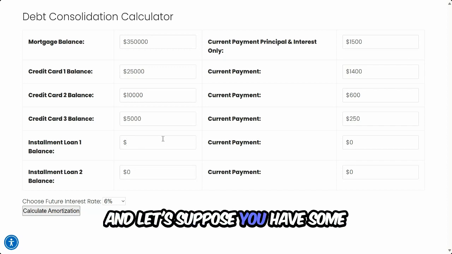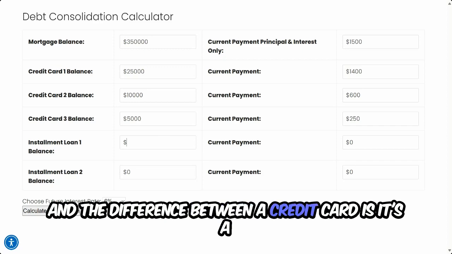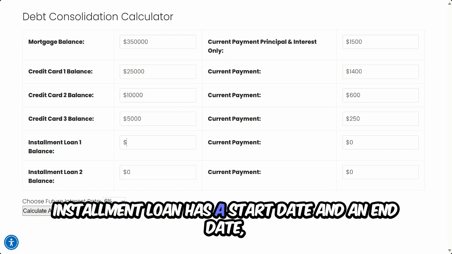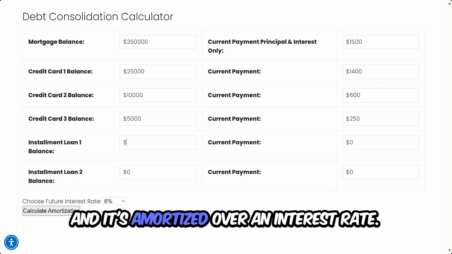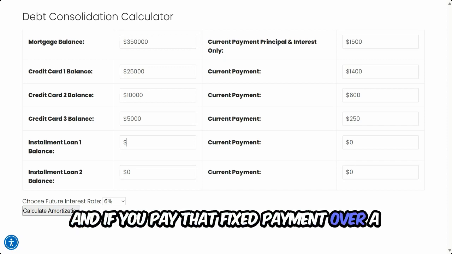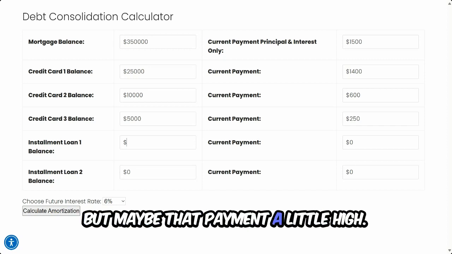And let's suppose you have some loan, any kind of installment loan. The difference between a credit card is it's a revolving line of credit. An installment loan has a start date and an end date, and it's amortized over an interest rate. So you have a fixed payment. And if you pay that fixed payment over a certain amount of time, the balance is 0. But maybe that payment's a little high.